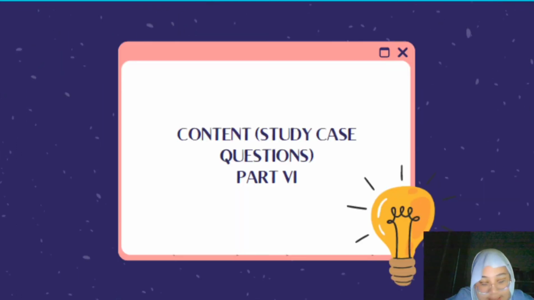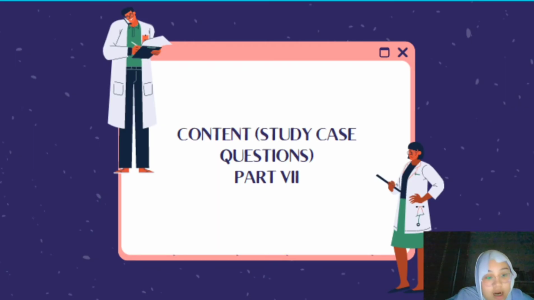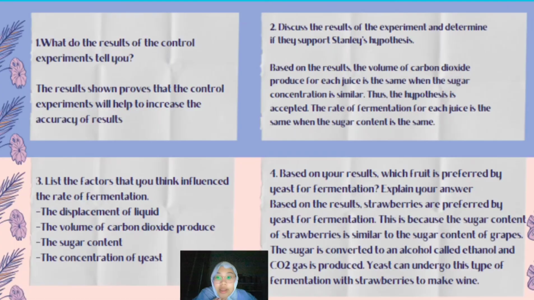Part 6. These are the questions for part 6. This is the last part of the case study questions. The results show that the control experiment will help to increase the accuracy of results. Second, based on the result, the volume of carbon dioxide produced for each juice is the same when the sugar concentration is similar. Thus, the hypothesis is accepted.